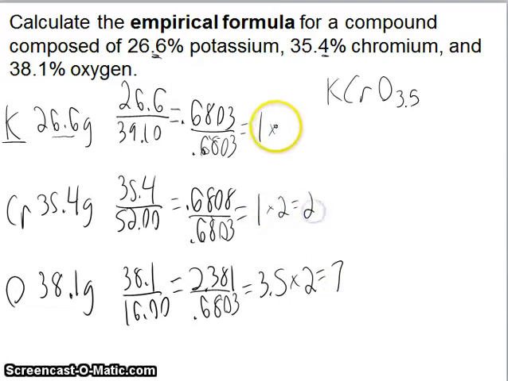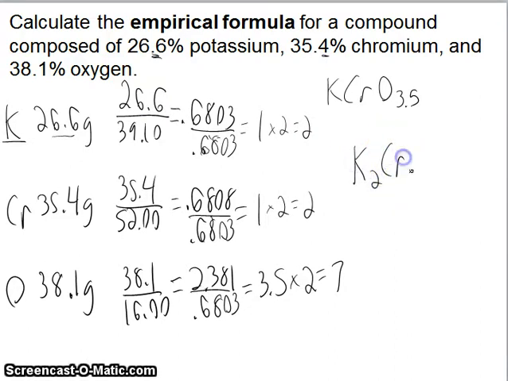1 times 2 would be 2. 1 times 2 would be 2. If you have to multiply any of them by a whole number, then you have to multiply all of them. And now we get K2, Cr2, O7.